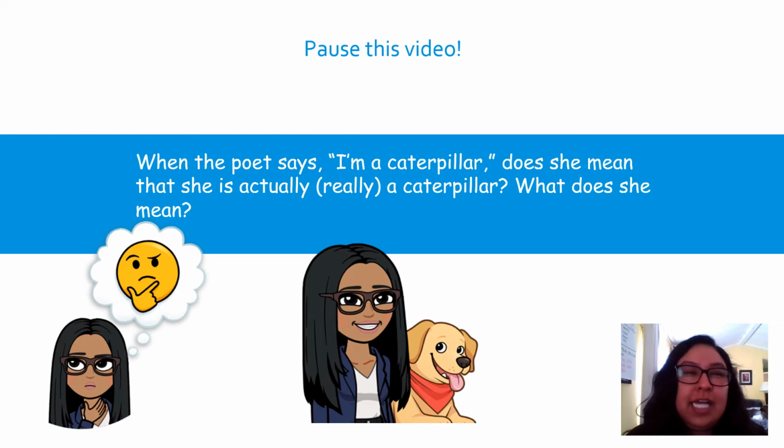I'm going to read that one more time, and I want you to think about it in your brain. When the poet says, I'm a caterpillar, does she mean that she's actually really a caterpillar? What do you think she means by that? When you have an idea, show me a silent thumb. Go ahead and pause this video right now so you can pair up with your partner and share your ideas.